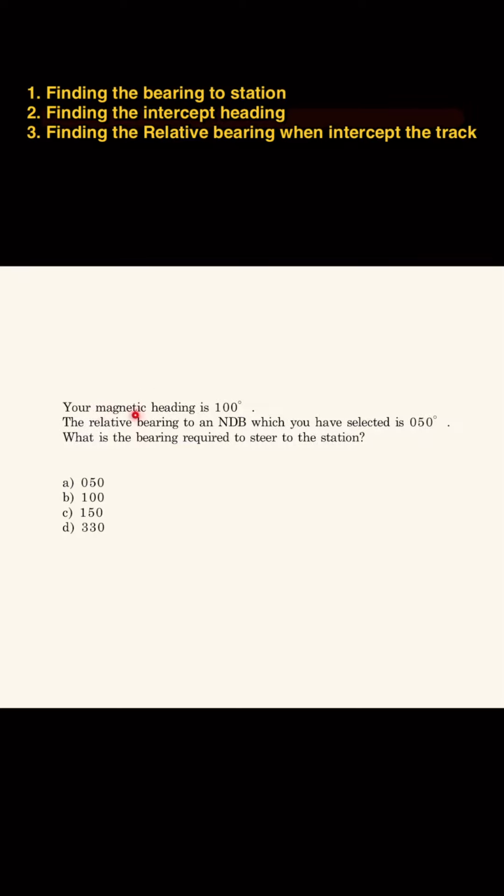Your magnetic heading is 100 degrees. The relative bearing to an NDB, which you have selected, is 050 degrees. What is the bearing required to steer to the station?